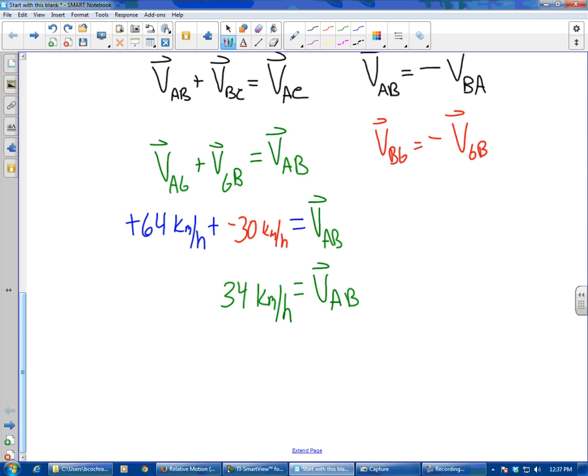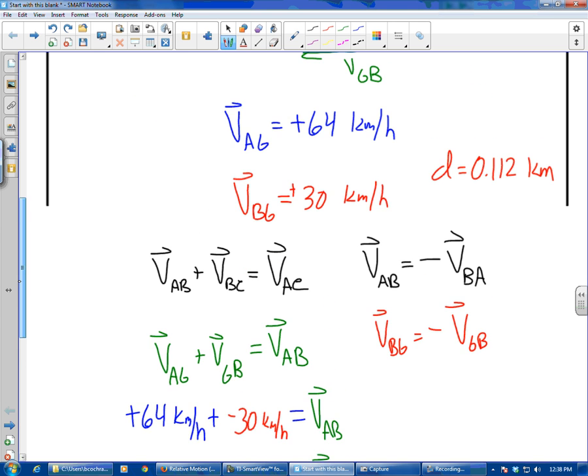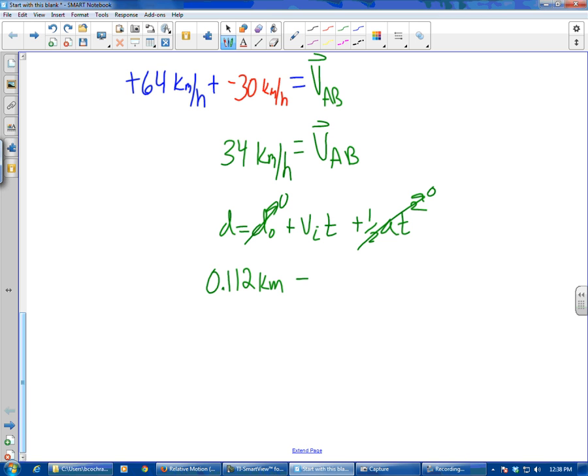So I know if I'm in B, I'm seeing car A come at me at 34 kilometers an hour, and I want to know how long it's going to take to cover this distance. So I'm going to use d equals d naught plus v initial t plus 1/2 a t squared. No acceleration, so that goes away. And say where we started was 0. So I'm left with 0.112 kilometers. Is that right? Yep. Equals 34 kilometers per hour times t.